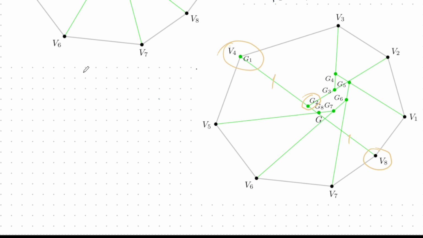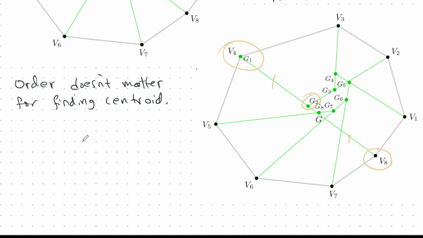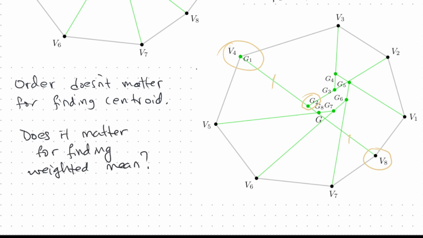But this isn't exactly true for the weighted mean. If I permute the vertices, then I can actually get a different number, because the computation is going to work out differently, because it's not just vertices, it's vertices and weights. So my question to you is this. I can do it in any order for the centroid. Order doesn't matter when finding the centroid. Does it matter for finding the weighted mean? If I do the computation in a different order, does it matter?